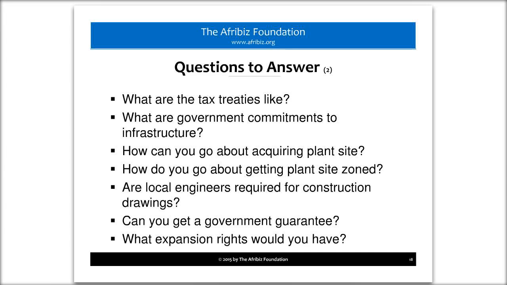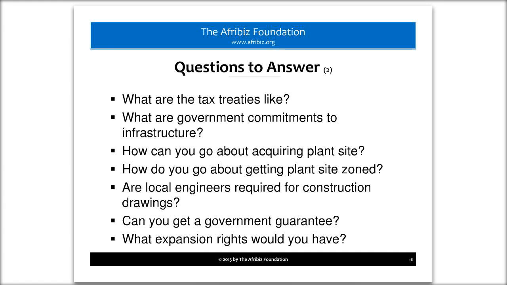You're also going to want to know what government commitments are to infrastructure. Again, infrastructure is lagging behind, and that can, in fact, impact your project. And so, again, I won't tell you where, but there's an example. Someone's building a manufacturing plant, and they plan to export.